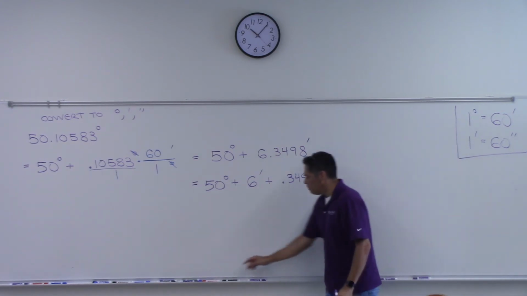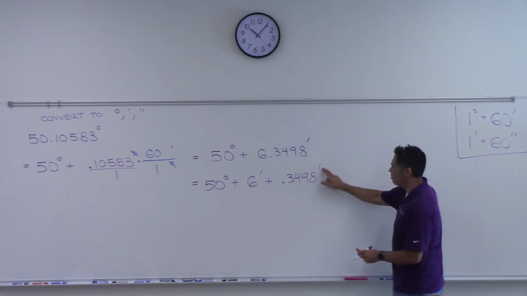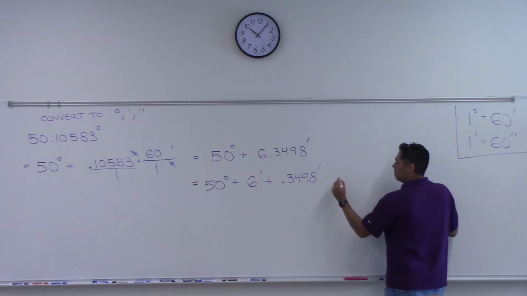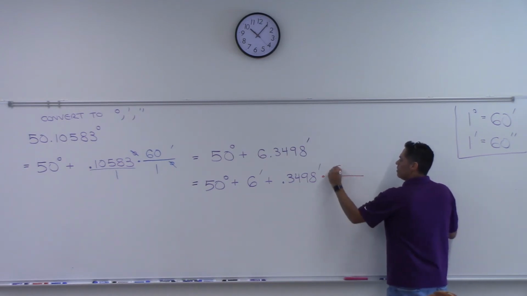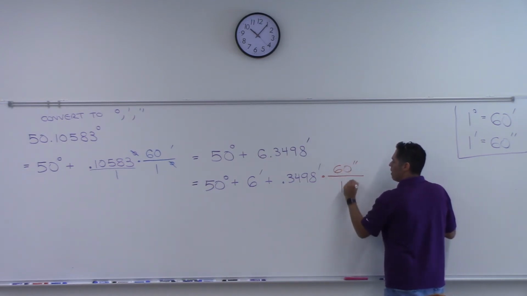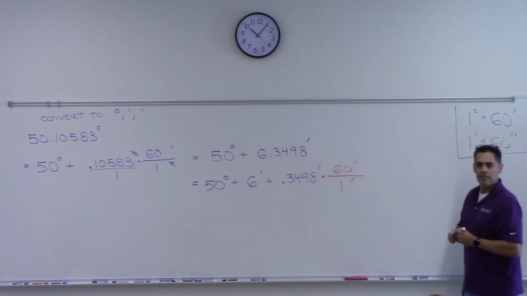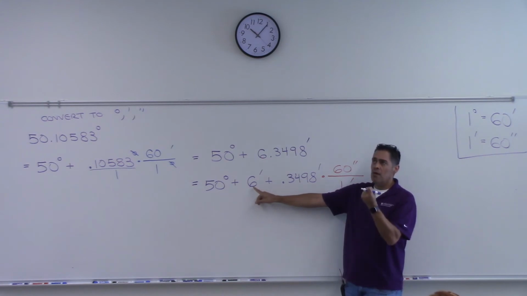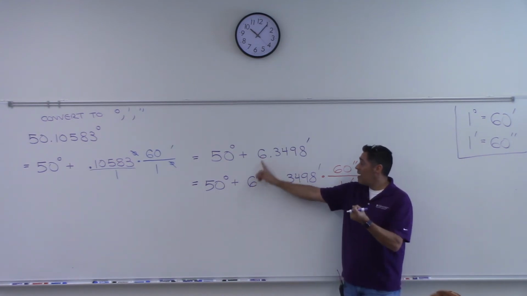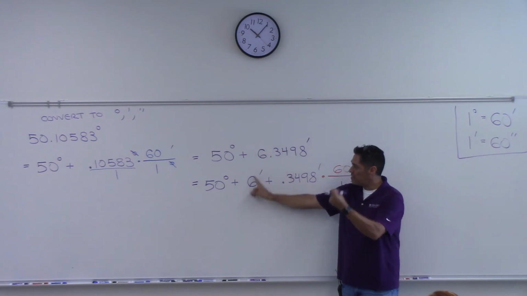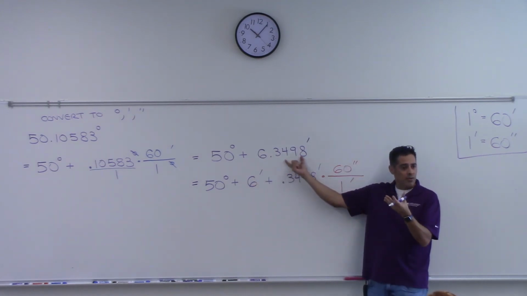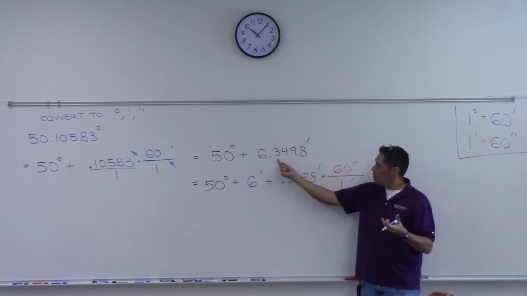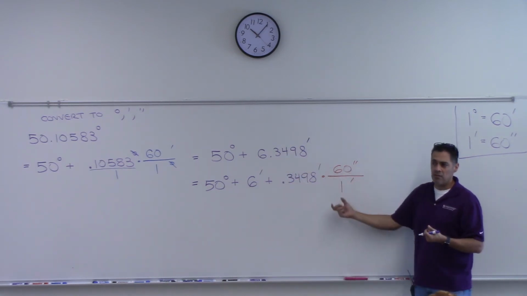So what do I have to multiply this by to get rid of the minutes and create seconds? 60 seconds over 1 minute. 60 seconds over 1 minute, exactly. I'm not working with this because I already know how many minutes I have as a whole number. There are 6 minutes, but there's a decimal part that needs to be converted over to the seconds. So I'm taking only the decimal part and doing the conversion factor on just the decimal part.